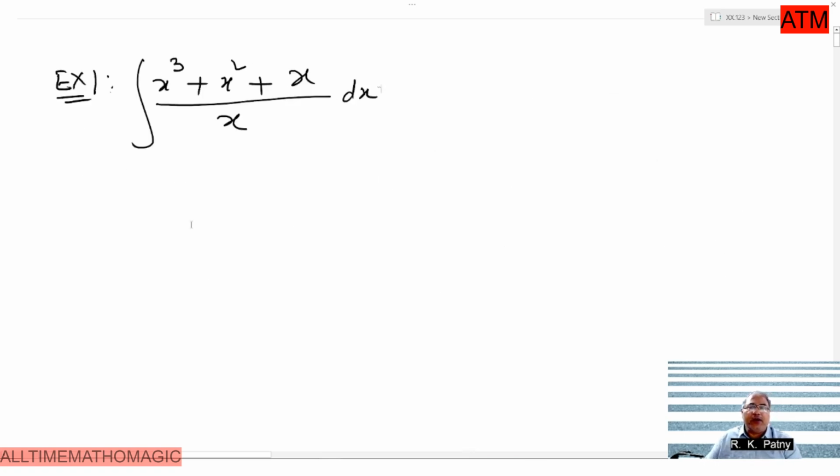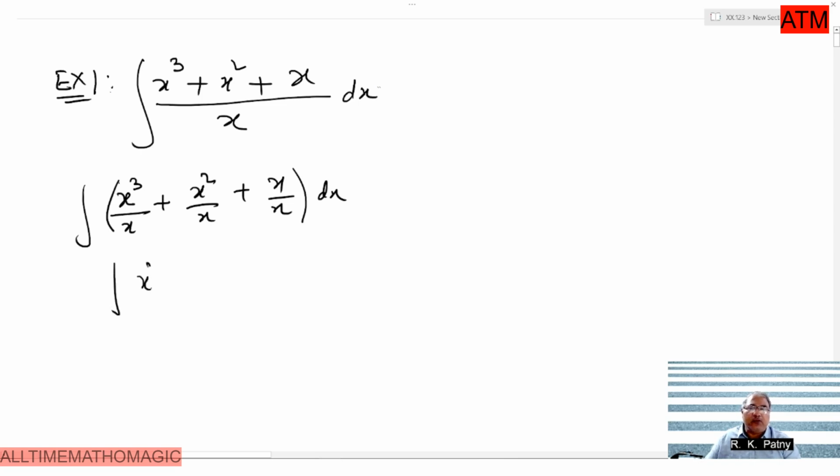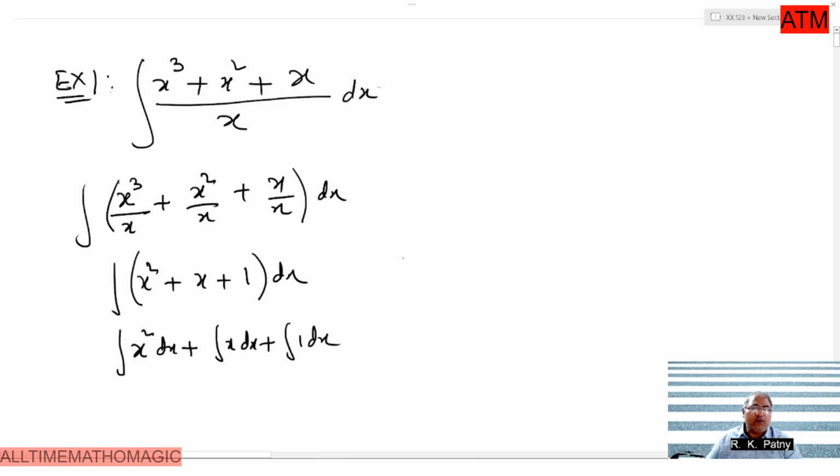Here is example number 1, integration of x cube plus x square plus x upon x with respect to x. So what you can do, you can split into fractions like x cube upon x plus x square upon x plus x upon x with respect to x. After that, this is equivalent to x square plus x plus 1 with respect to x. Now we can write them in separate parts, like integration of x square with respect to x, integration of x with respect to x, integration of 1 with respect to x.